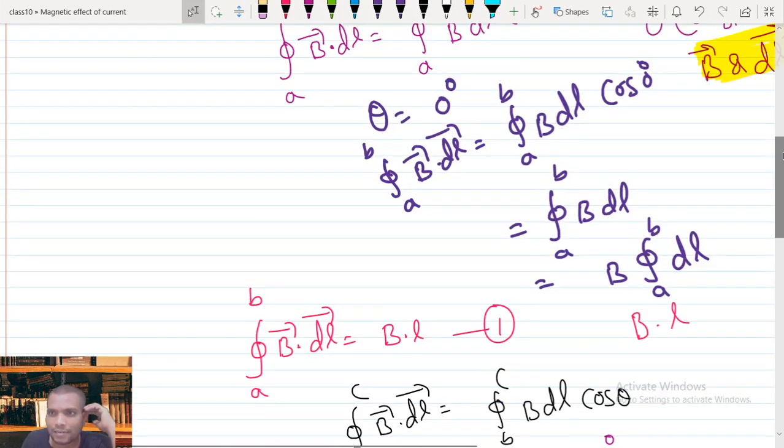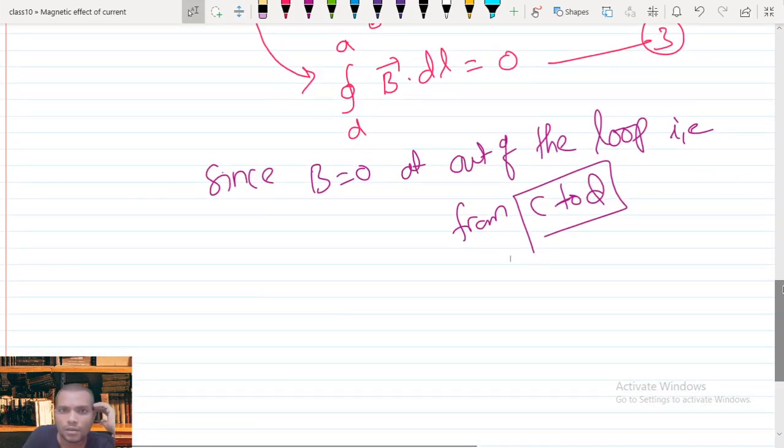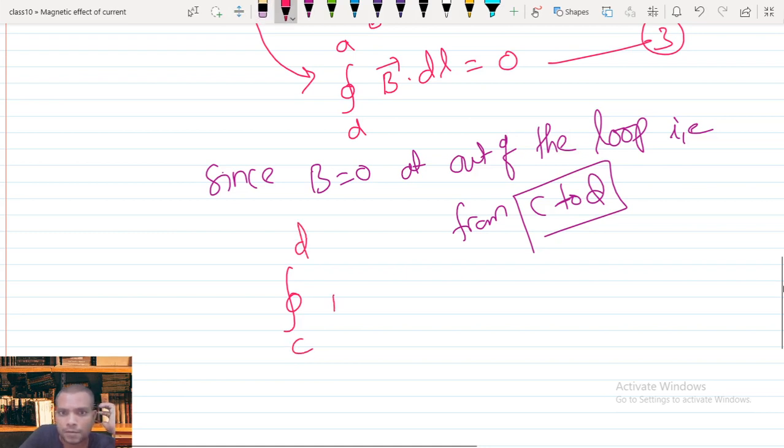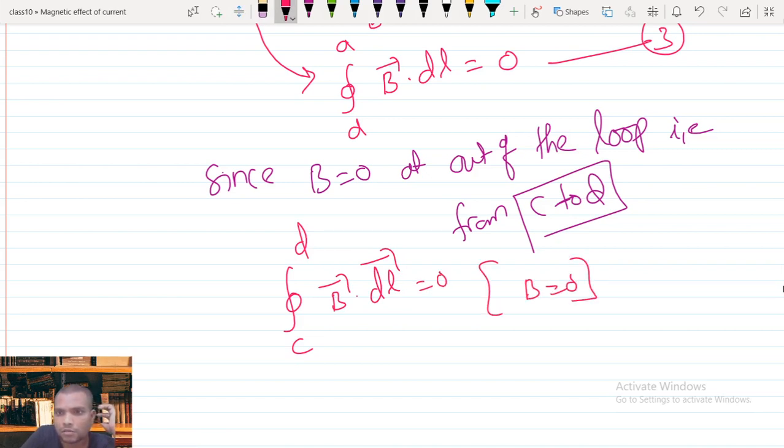So what can we get in that equation? We can write that the closed integral from C to D of B bar dot dl equals 0. What is the reason here? Here B equals 0. Let me call this equation 4.